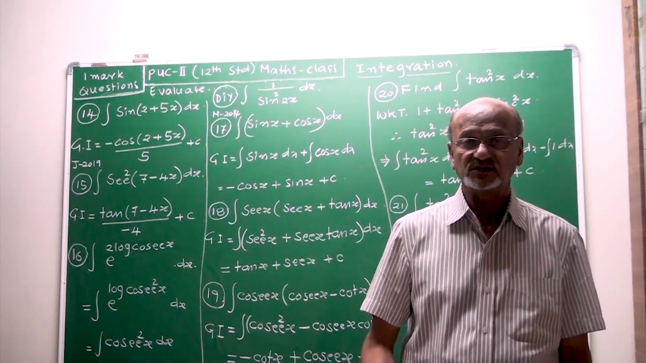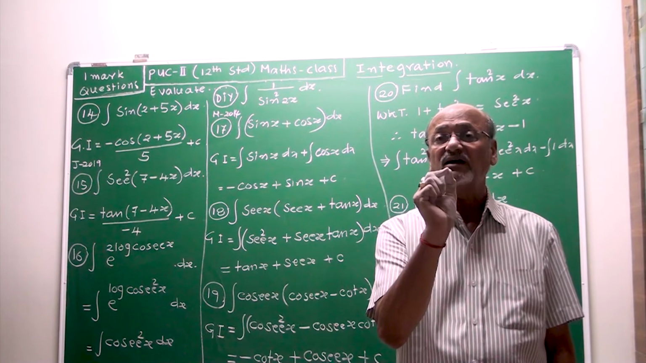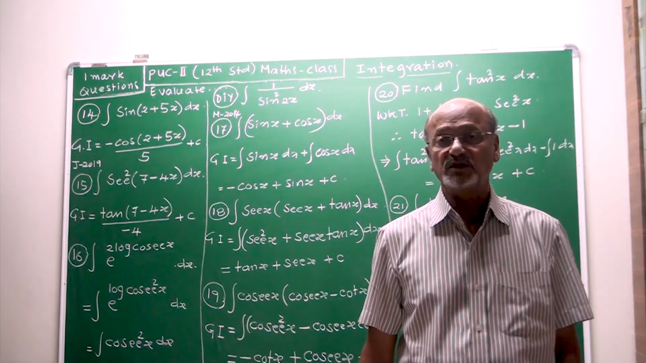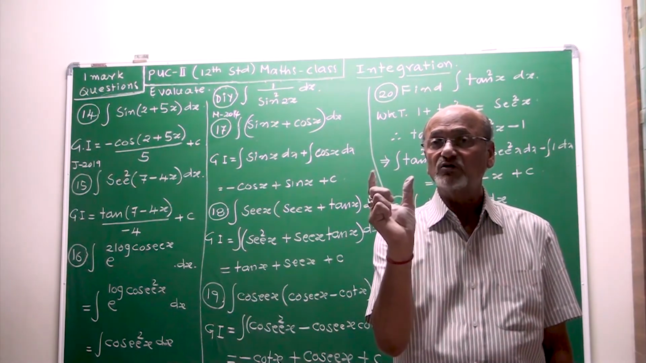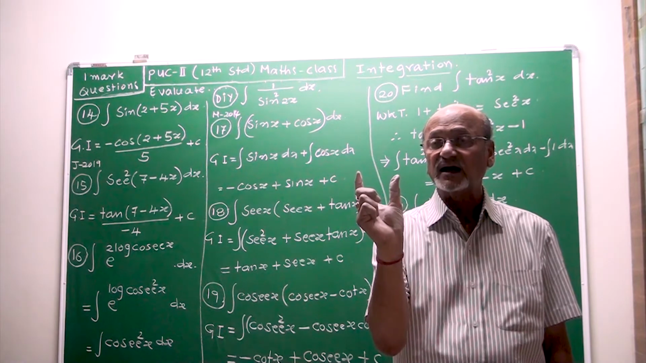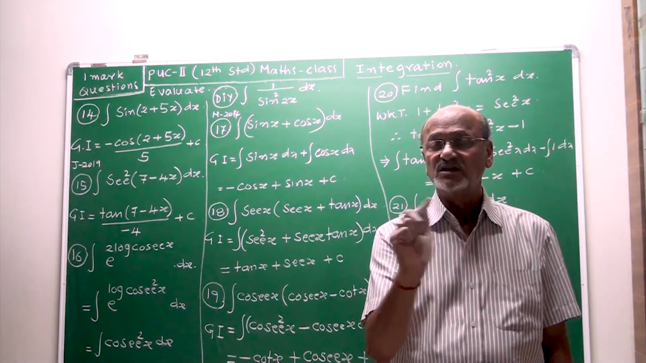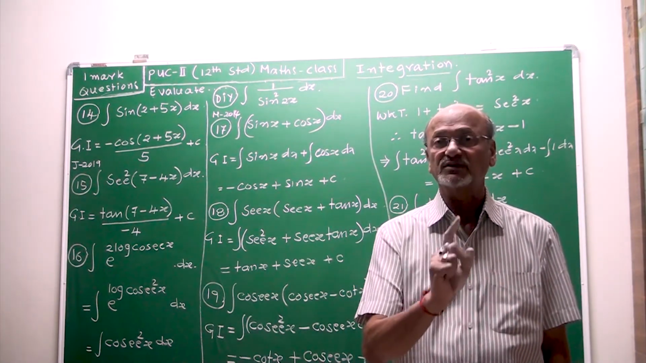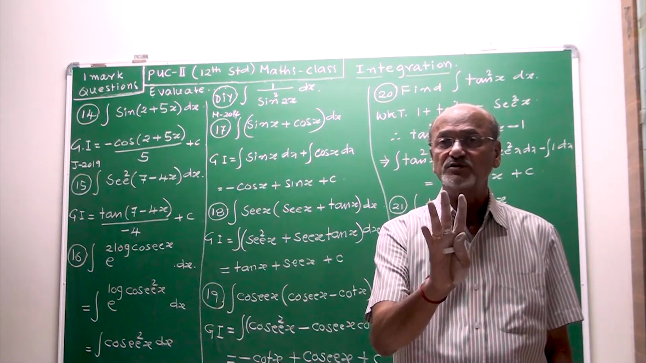Based on this formula, if the angle is other than x, for example, integral of sine ax plus b, what is the integral of sine? Minus cos, the angle you have to write as it is. Look at the angle. If the angle is x, finished. If the angle is other than x, divide by the coefficient of x. Remember, if it is linear, divide by the coefficient of x.